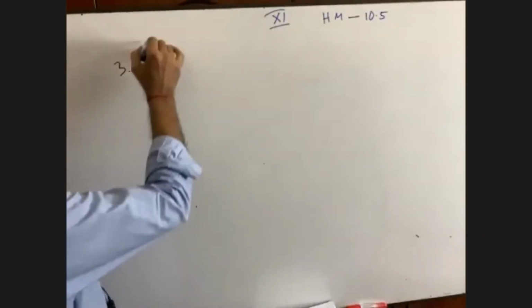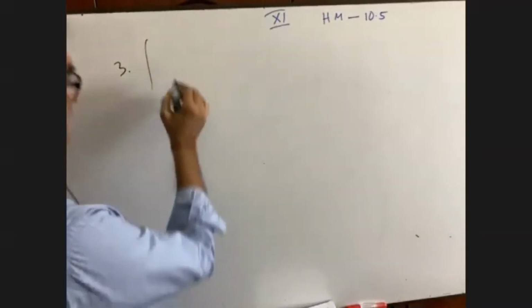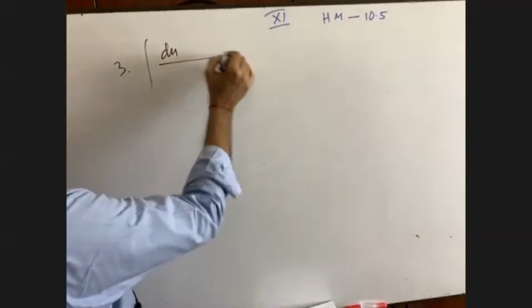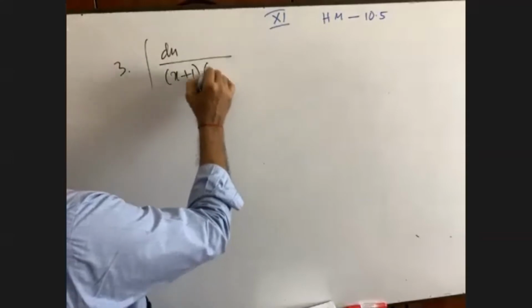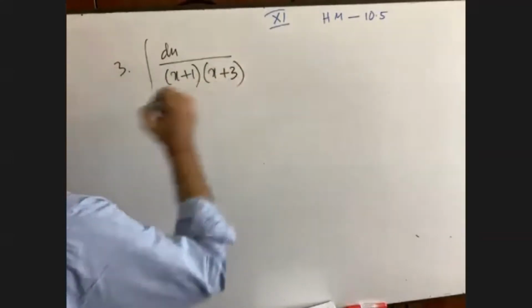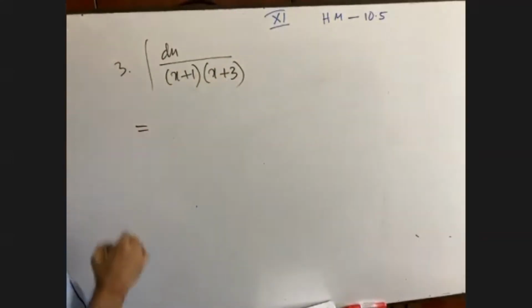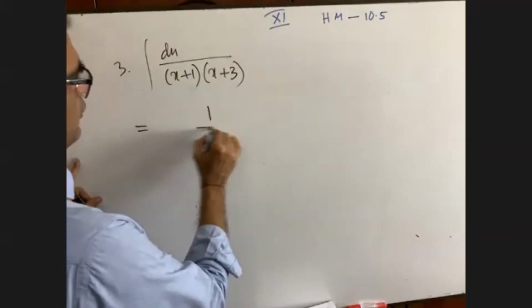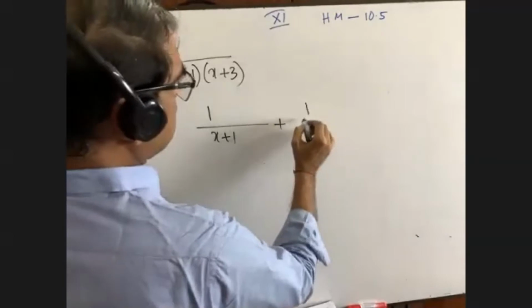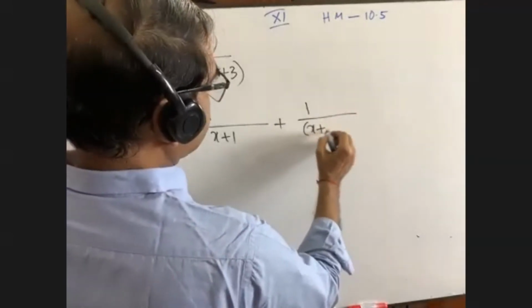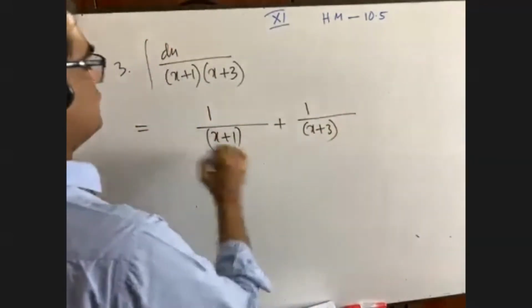You see, question number 3: dx by x plus 1 into x plus 3. What will you do? Talk to me. At first, you write down 1 by x plus 1 and 1 by x plus 3. Please do with me.